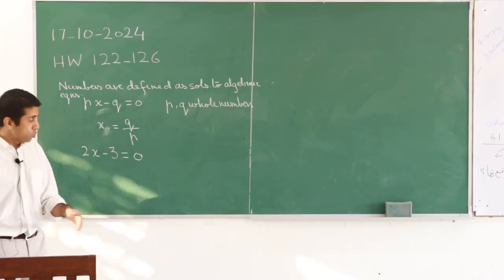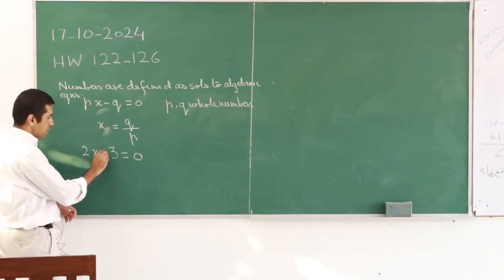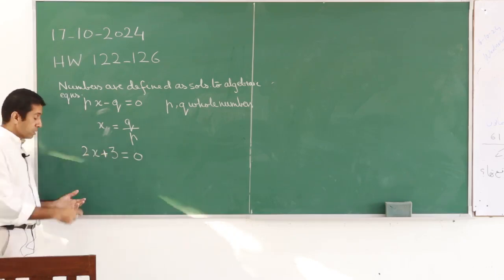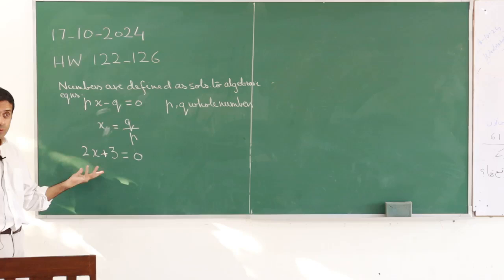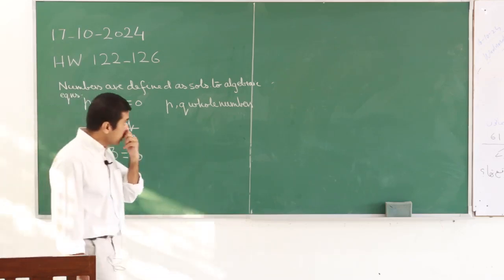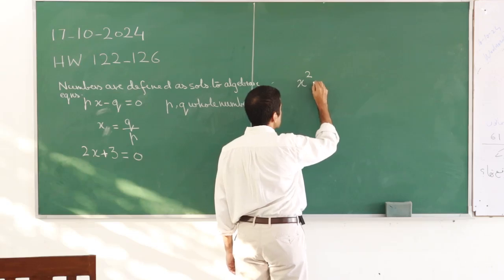Now similarly, so that is fine. If you make this 2x plus 3, you will start to define negative fractions, right? So the negative fractions will start to get defined this way. So you can define all positive and negative fractions this way. But now you start to come up with things like this. What's the solution to this?